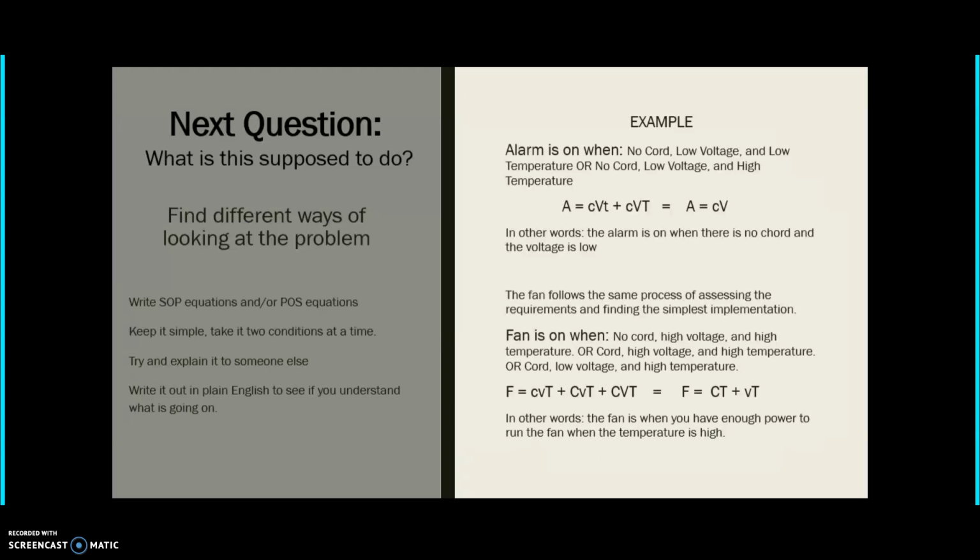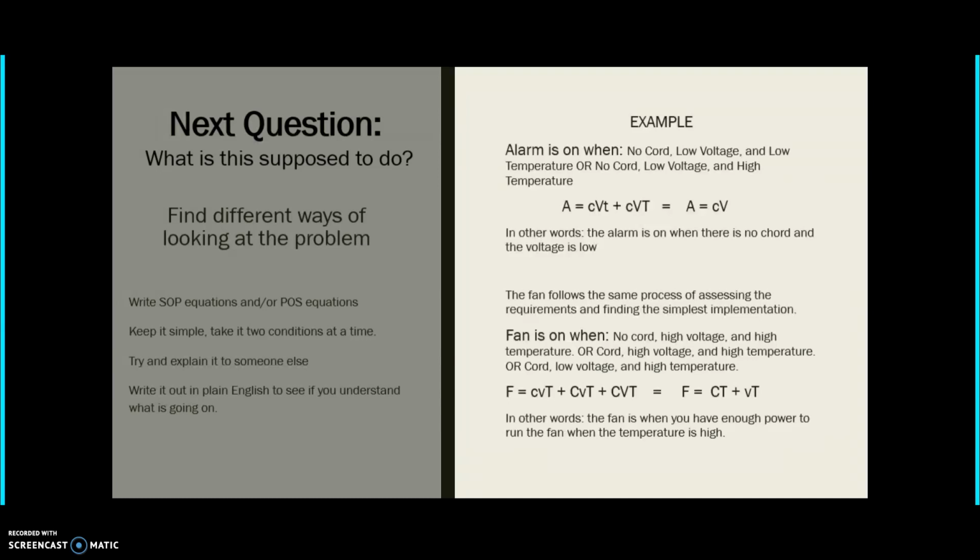On the other hand, you could think about this logically. You can see that the alarm is on when the cord is not plugged in, there's low voltage and a low temperature. Or when the cord is not plugged in, there's low voltage and a high temperature. Thinking about this logically, you realize that temperature is a non-factor because the alarm will be on whether or not the temperature is high or low. In which case that gives you the alarm is equal to C naught V. Whichever system works best for you is the best system to use, whichever makes the most sense to you.